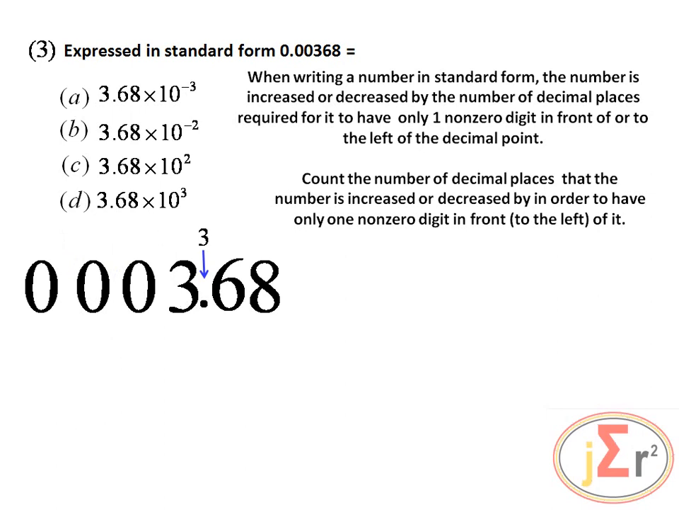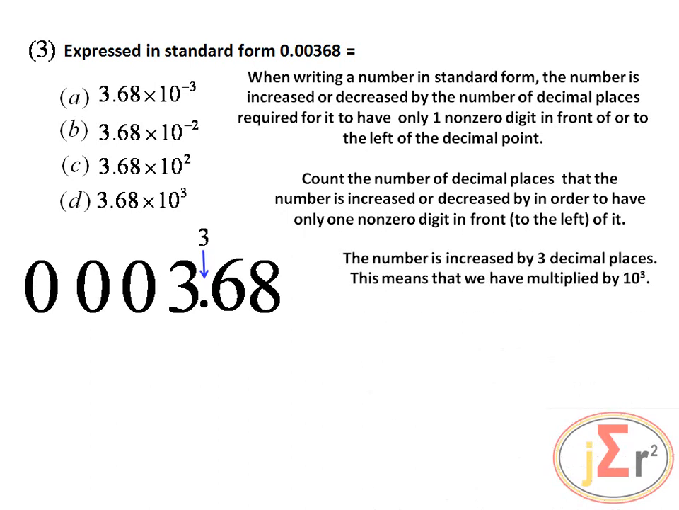So we are adjusting the number in order that we only have one non-zero digit to the left of the decimal point, or we may say in front of, and some students may say in front of or before the decimal point. And there we have done it. The number is increased by 3 decimal places. This means that we have multiplied by 10 to the power of 3.